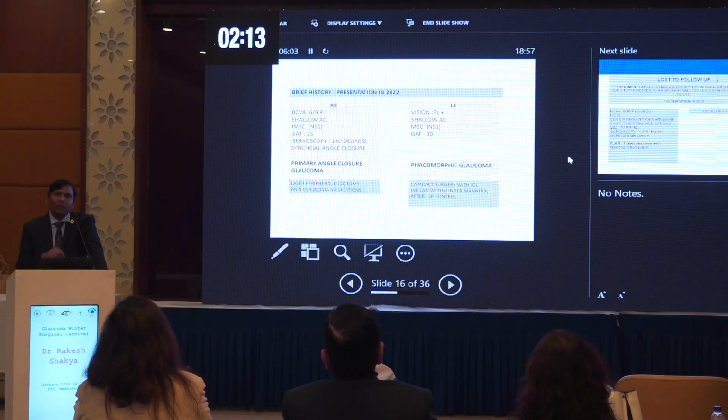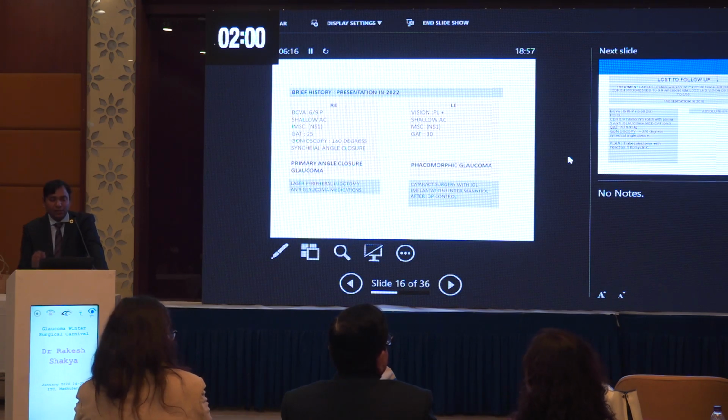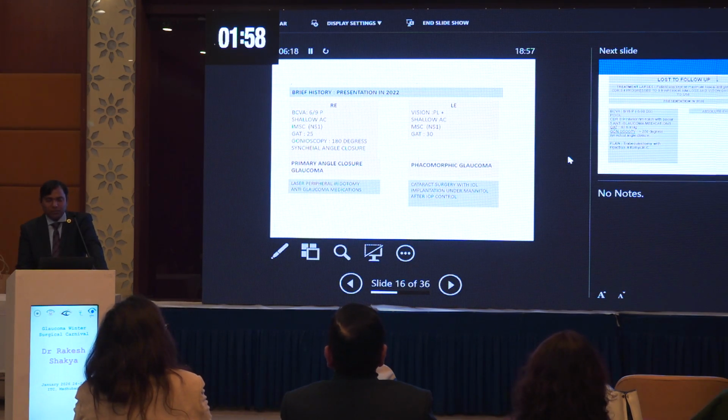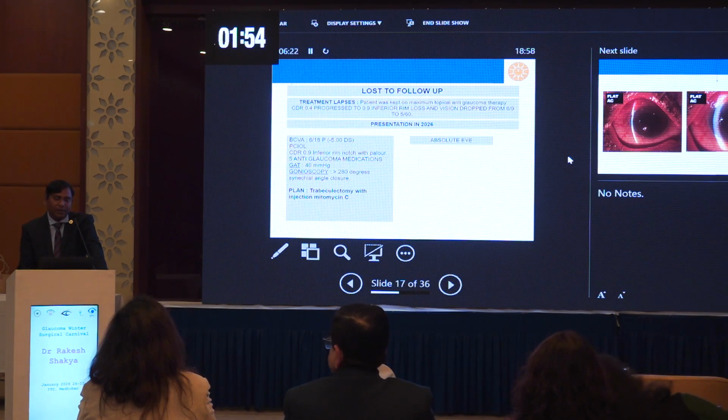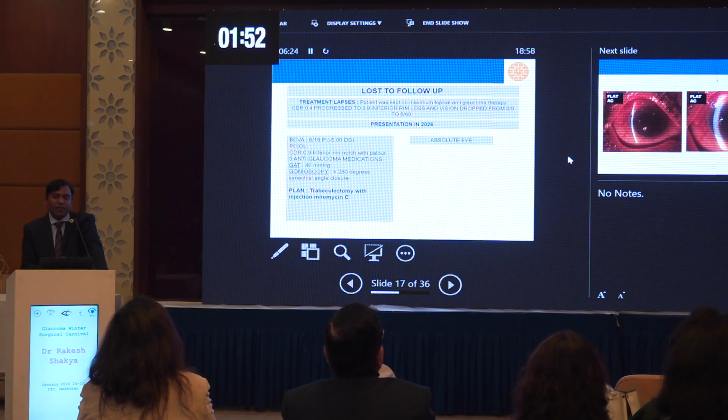The other eye had IOP of 30 and phacomorphic glaucoma also. So I removed the cataract first, and the IOP became normal. In the right eye we did a laser iridotomy. After that, the patient was lost to follow-up for 4 to 5 years, and the 0.4 cupping of the right eye became 0.9, and the left eye became absolute.